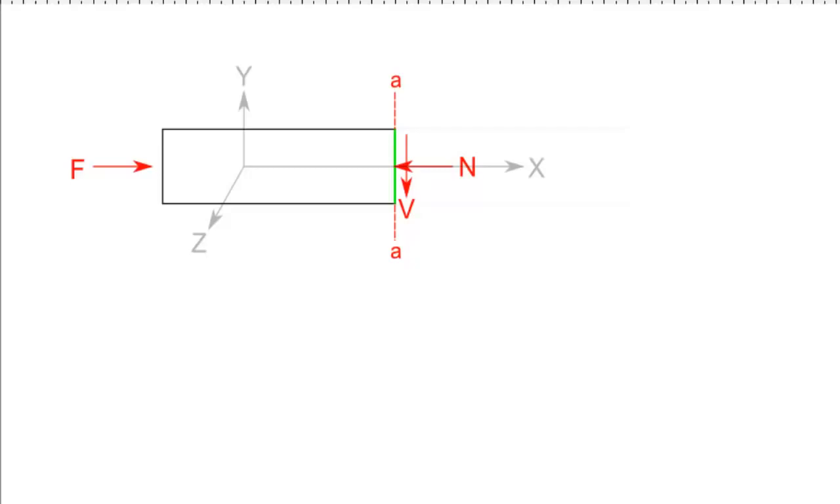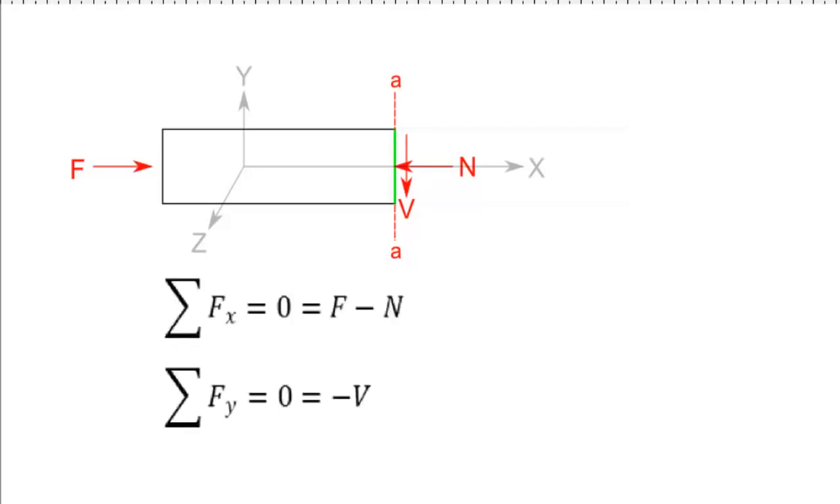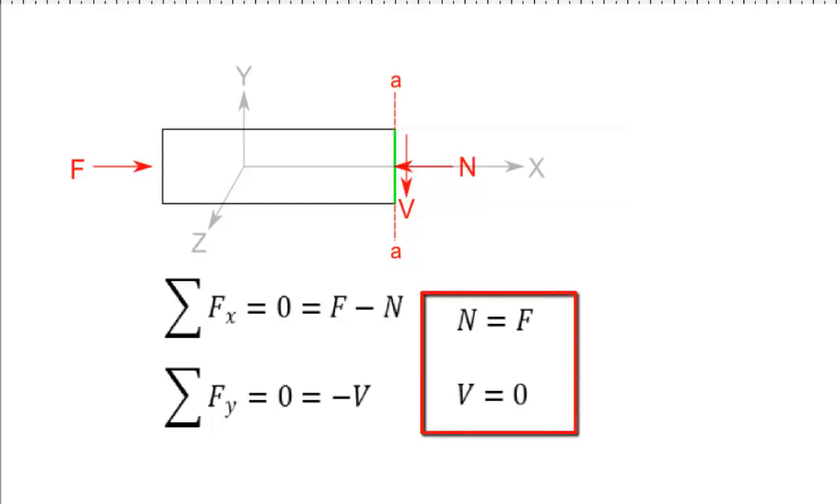When we analyze the forces along plane AA, we actually get a fairly simple breakdown. And by looking at the sum of the forces in both the x and y direction, we can determine the value of both the internal normal force and shear force, forces which will result in the creation of normal stresses and shear stresses. In this case, we get almost the trivial solution that the normal force is equal to the magnitude of the applied force, and that the shear force on this plane is actually 0.